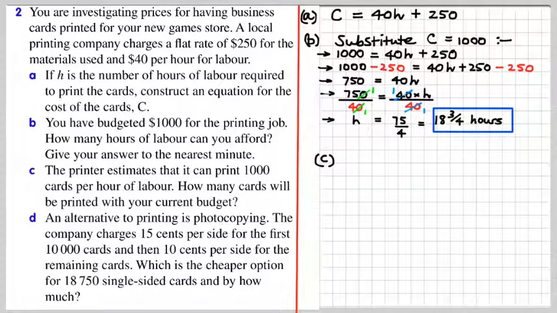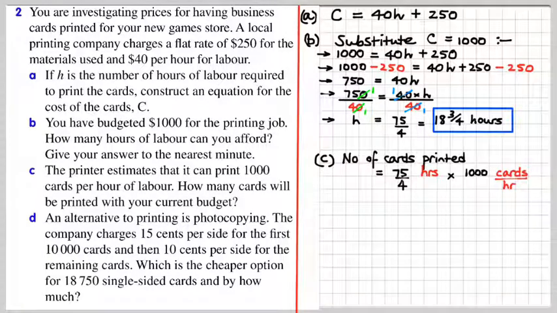Okay, well, we do part C. The printer estimates that it can print 1,000 cards per hour of labour. So how many cards will be printed with your current budget? Well, it'll be 18,750, won't it? Because we've got 1,000 cards for each of those 75 over 4 hours, and you'll get 18,750 cards.